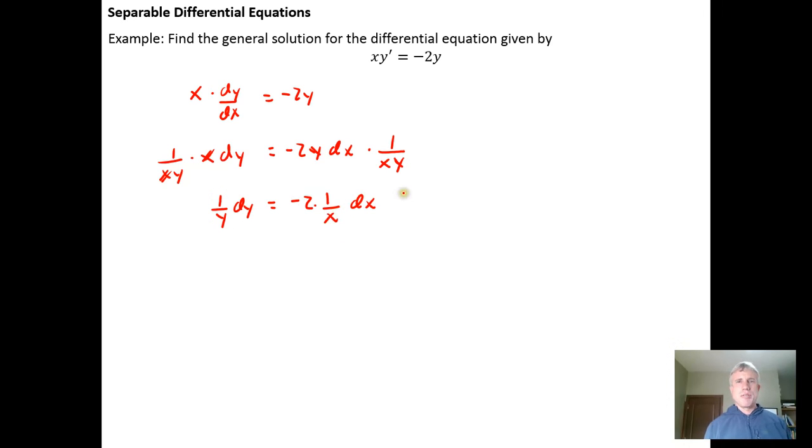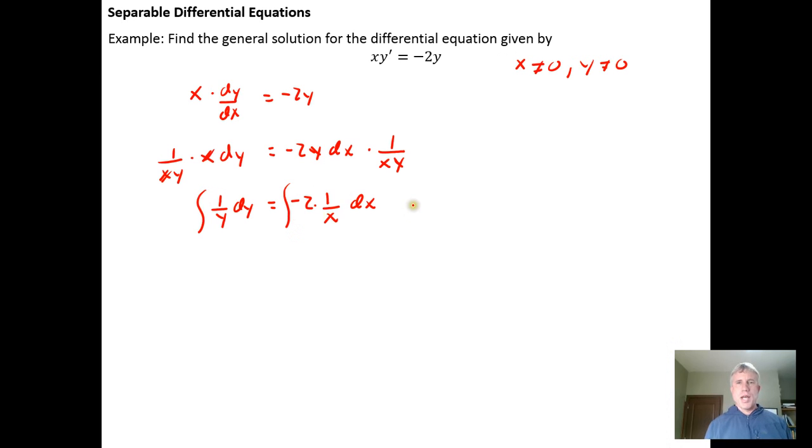Paying a little bit of attention to this right now, we see that y can't be 0 and x can't be 0 because we're dividing by x and y. So right away we have some restrictions on the domain and the range. And then what we do next, because we've separated the variables, all the x stuff is with the dx and all the y stuff is with the dy, we just integrate both sides.